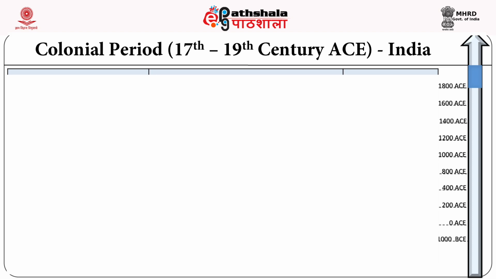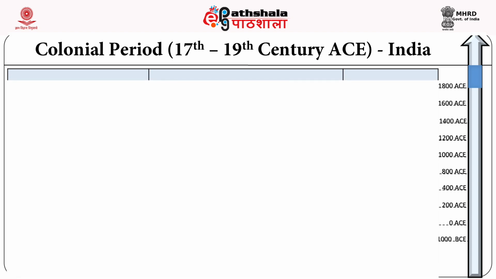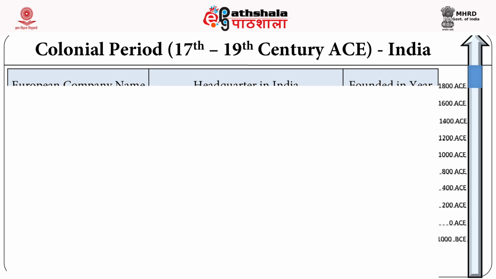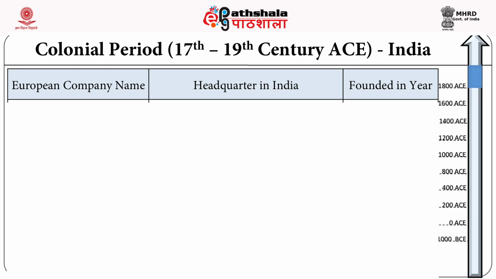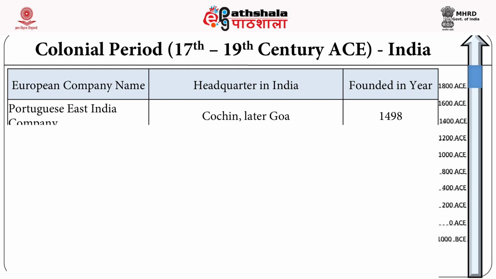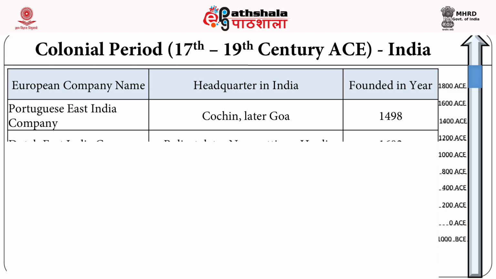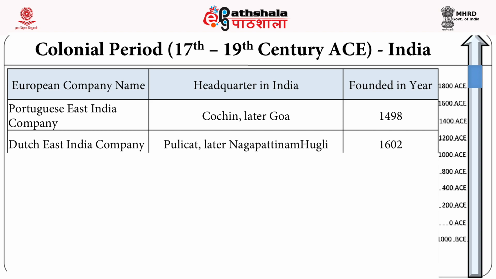Now we come to the various companies formed by the European countries, and their headquarters and their purpose. The Portuguese East India Company had its headquarters in Cochin, which is today Kochi in Kerala, and later in Goa. They came in 1498, and their purpose was trade, as I was mentioning in the earlier slide.